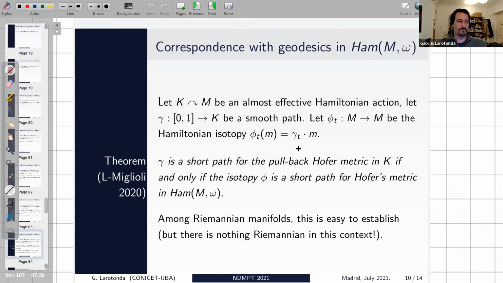Of course, this result is clearly expected because it is very easy to establish in the setting of Riemannian metrics. If you pull back a Riemannian metric, there will be a one-to-one correspondence between the geodesics on one side and geodesics on the other. There is nothing Riemannian in this context, right? Just think of the L infinity ball, which is a square. There's nothing Riemannian about it. So this is a very nice correspondence, and it shows that this is a very natural way of geometrizing the group. This corresponds with geodesics in the group of Hamiltonian diffeomorphisms.